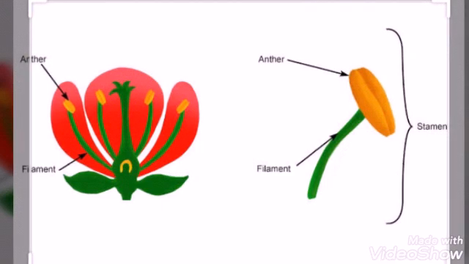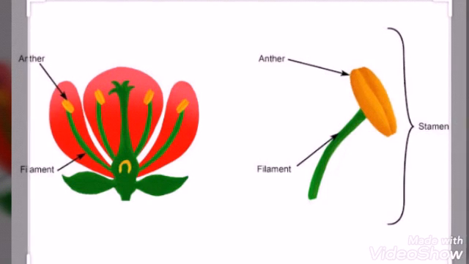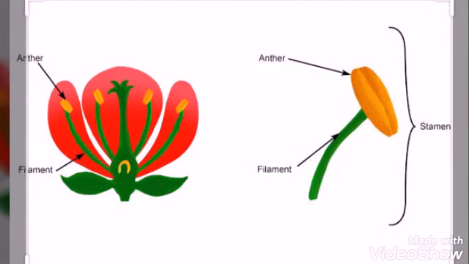So what is the male part of the flower? The stamen, which consists of, what are the parts that are present in the stamen? The anthers and the filament. Now anthers will produce what? Pollen grains, and filament makes the anther stand erect, or gives the anther its support, right?